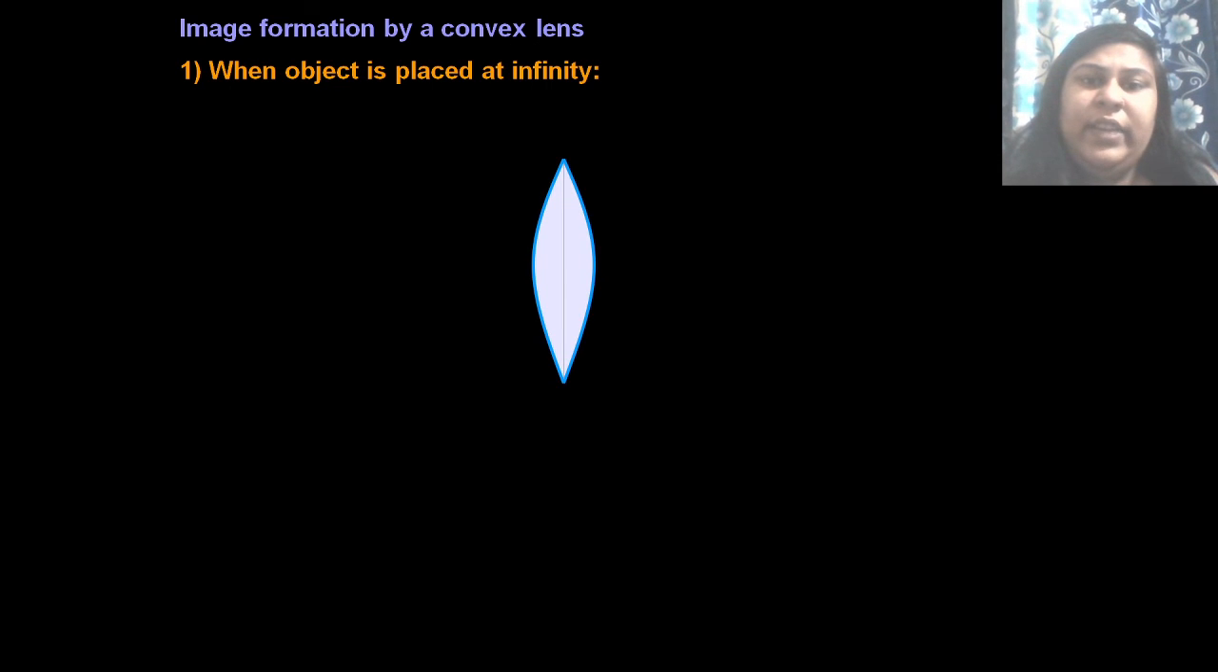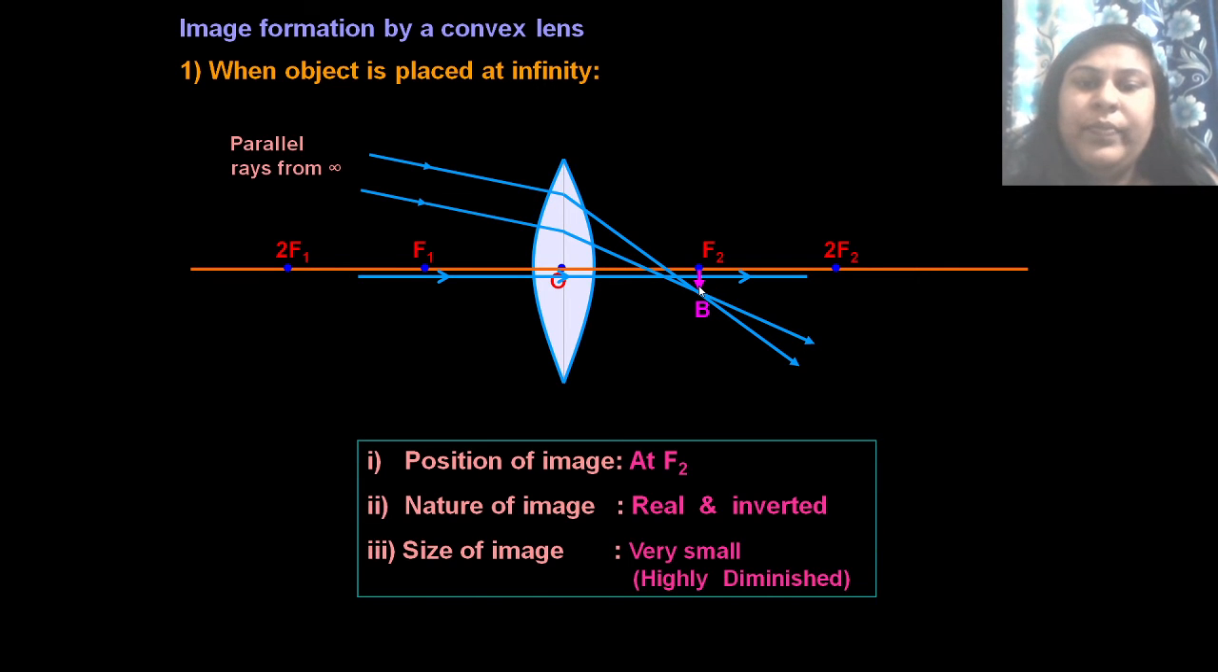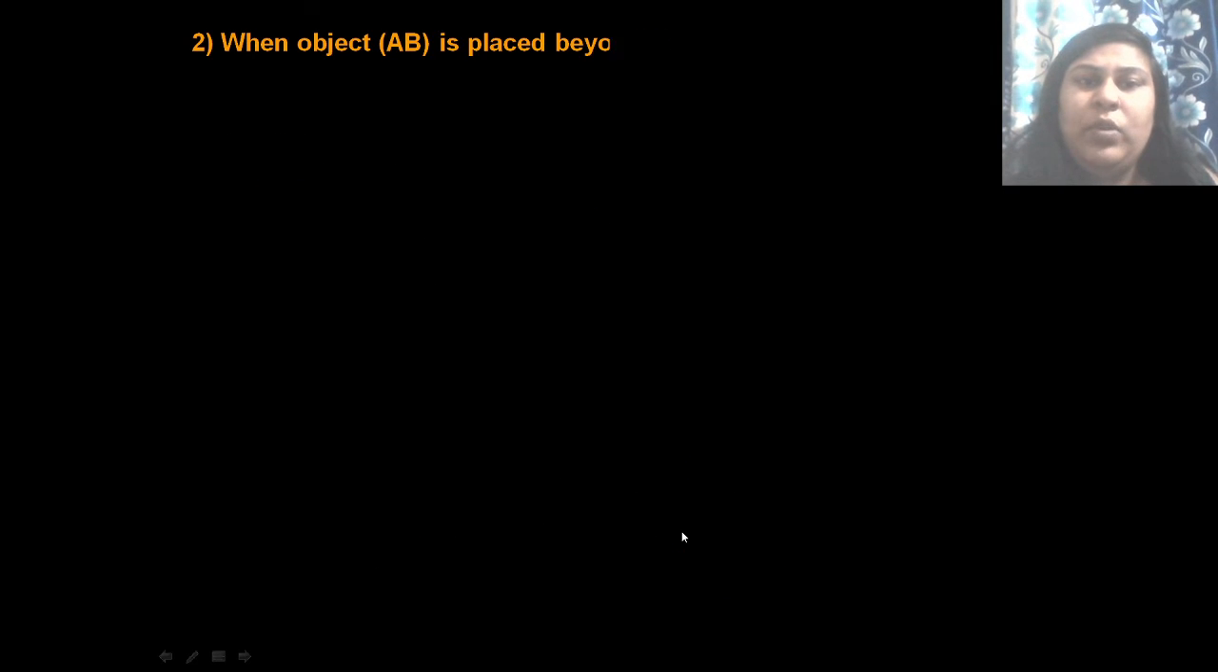Fourth, now image formation by a convex lens. When the object is at infinity, the light rays coming from the object are parallel because the object is at infinity. Those rays go through the focus F2 and the image is formed at the focus F2. The position of the image is at F2, the image is real and inverted, and the size of the image is very small.